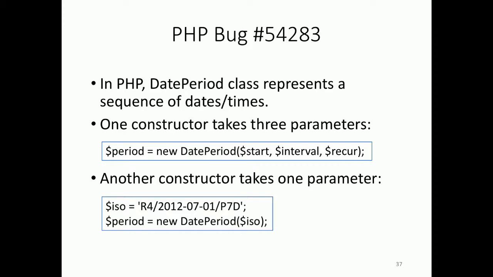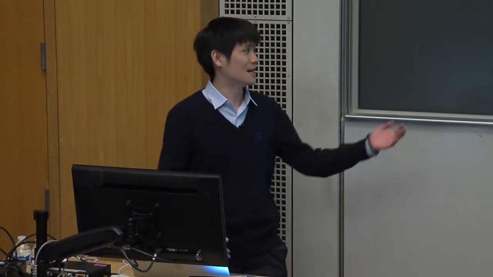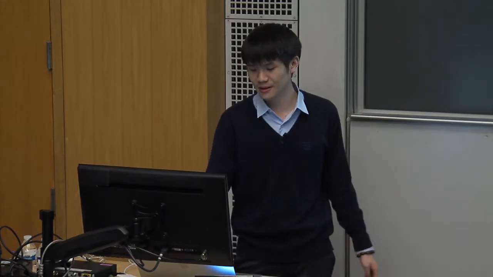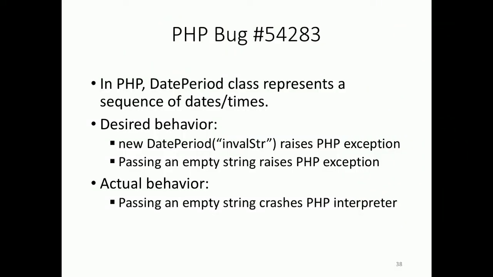This string parameter should correctly encode all 3 kinds of information, the start date, the interval, and the recurrence of the event, and then it constructs the DatePeriod object. So the bug is actually in this alternative constructor, at least at a surface level. The desired behavior is whenever a PHP program passes an invalid string that does not encode those 3 kinds of information correctly, the PHP interpreter should just raise an exception. But what actually happens is that instead of raising an exception, it simply crashes when you pass an empty string.